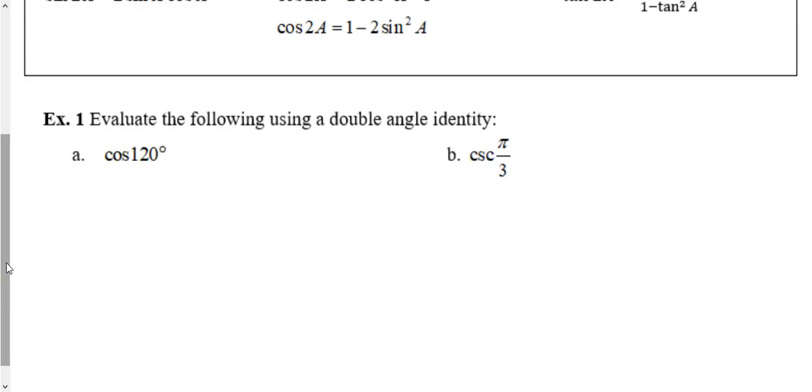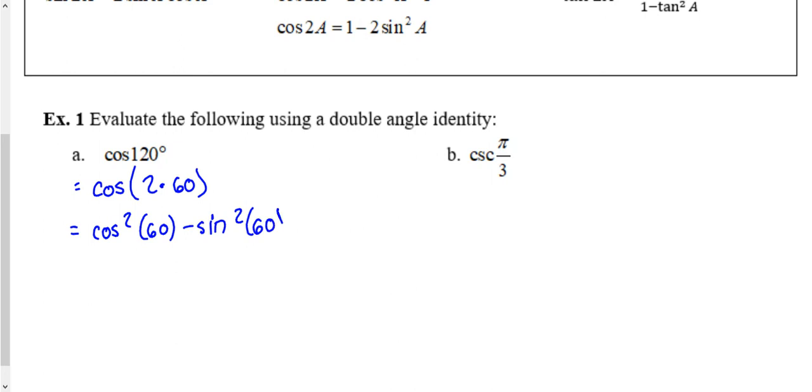So we have evaluate the following using a double angle identity. So if we have cos 120 degrees, let's rewrite that into a double angle. 120 degrees, of course, is the same thing as saying cos of 2 multiplied by 60 degrees. If I know it's 2 multiplied by 60 degrees, I can use any of those 3 middle options there for cos. I'm just going to use the first one. This is now saying cos squared of 60, because 60 is my angle, minus sine squared of 60. There we go.